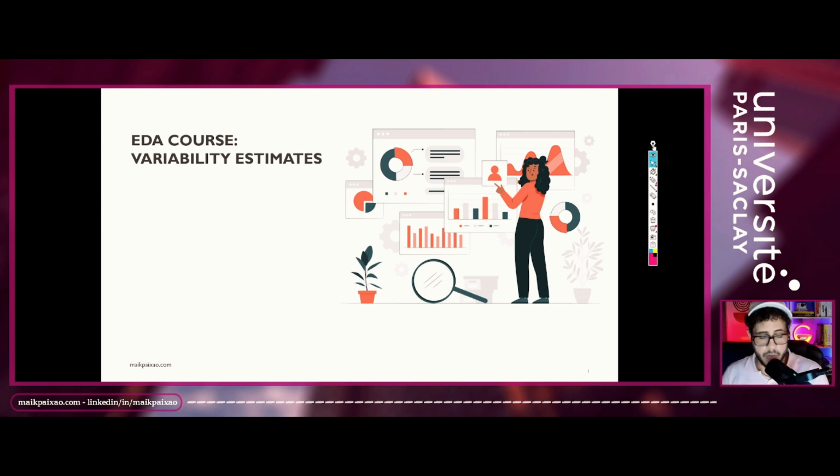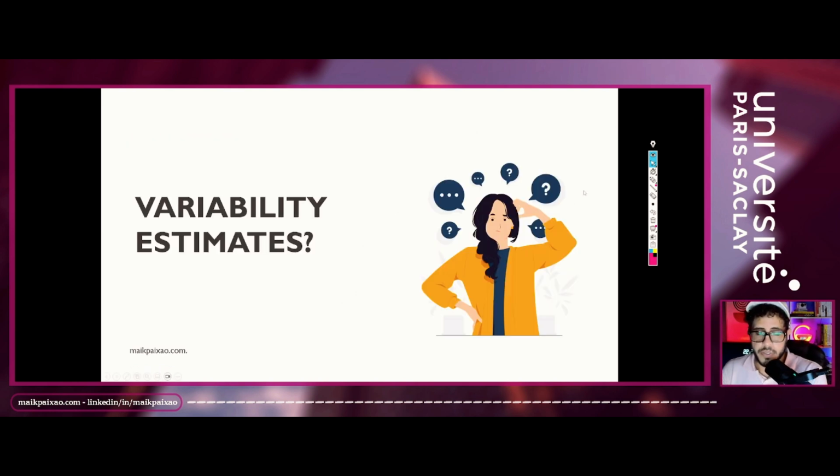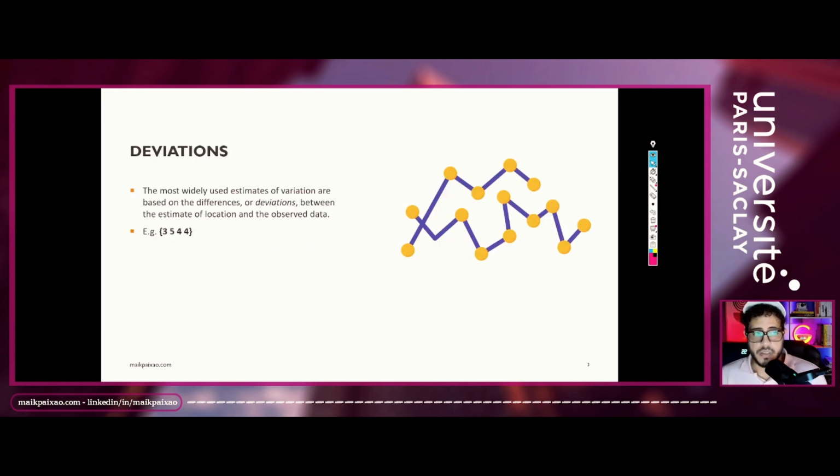Today we're going to be talking about variability. As we studied, we saw a lot about local estimates, but local estimates is just one dimension. When we are going to analyze a feature or a column, we also have a second dimension that is called variability estimates. And the most widely used estimates of variation are basically based on deviations, or differences, between the local estimate that we calculate and the observed data.